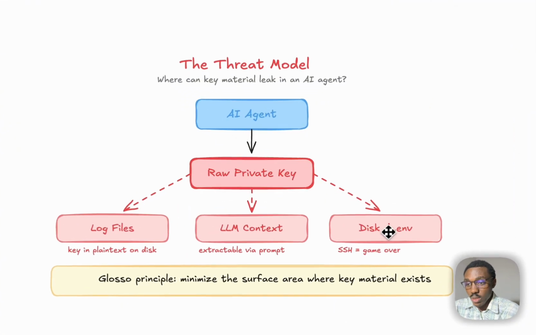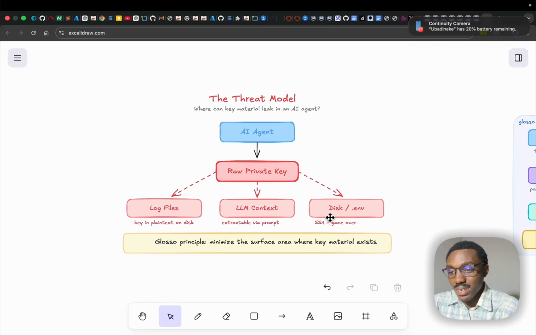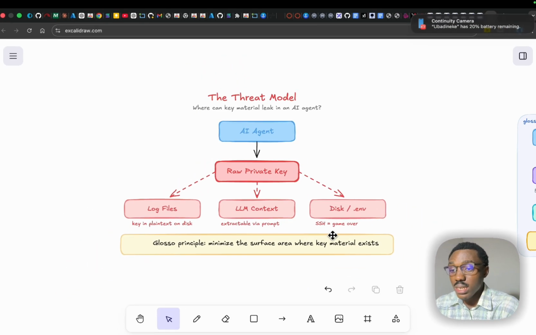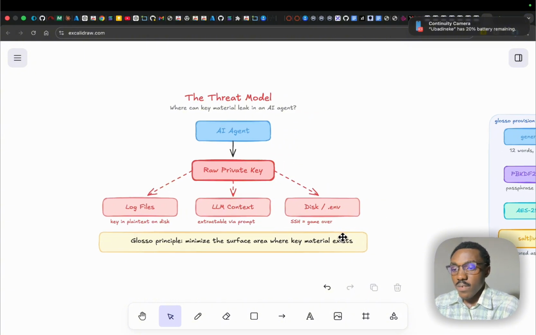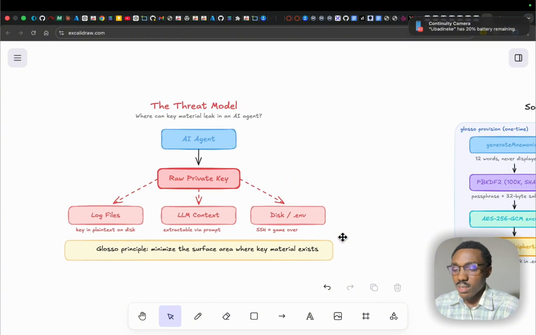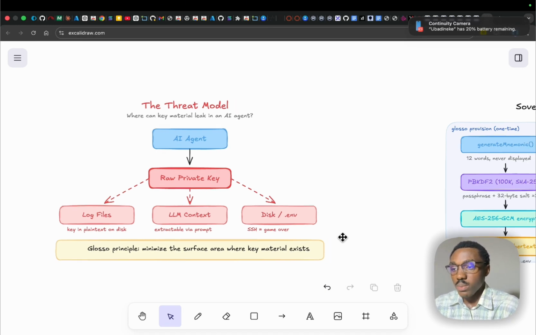And if it sits on your disk unencrypted, via an SSH session somebody can gain access to your keys and impersonate a person on your wallet. So Glosso was designed around one principle: minimizing the surface area where this key material exists. First, we have different wallet modes: the sovereign, turnkey, and private. I'll start with the sovereign to show you how we implemented this principle.